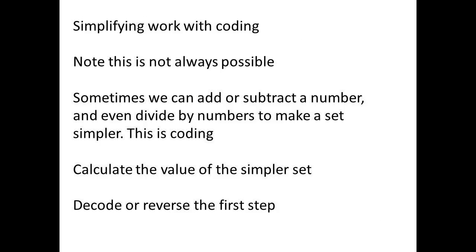There are occasions when series of large numbers can be simplified to determine a mean. This process is known as coding, and you should always be on the lookout to see if coding can make things simpler. For determining the mean, we do two things to encode: add or subtract a number, then divide by a number to make the set simpler. Calculate the value for the mean of the simpler set, then reverse the process to decode.